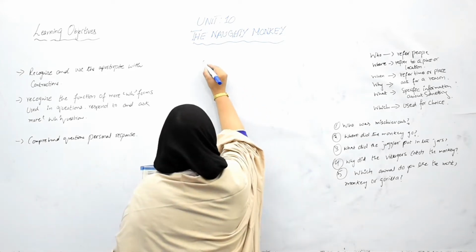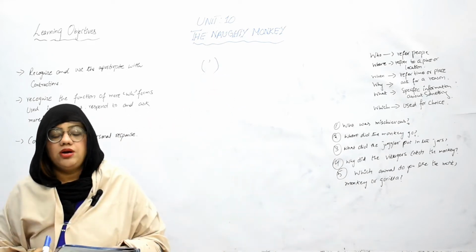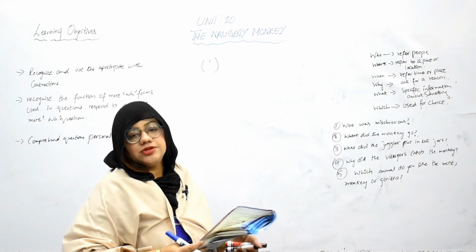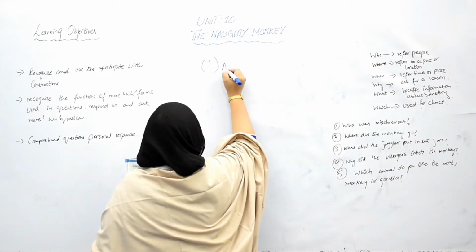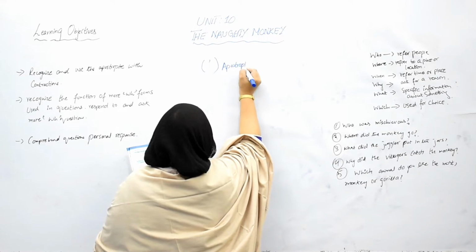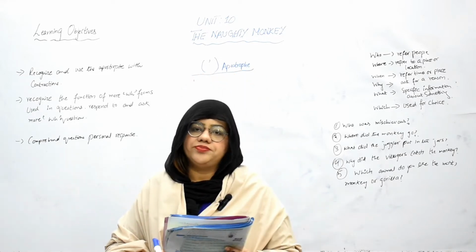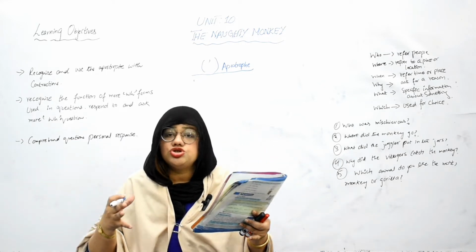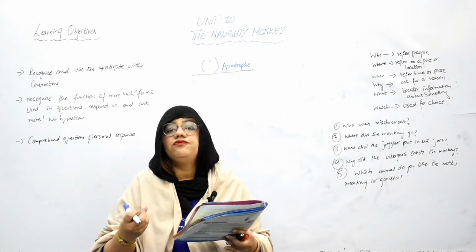Did you see, students, some kind of this one? Have you ever seen this? This is called apostrophe. What is this called? Apostrophe. What is the function of this? The function of apostrophe is to shorten the words when you combine two words by omitting some few letters.